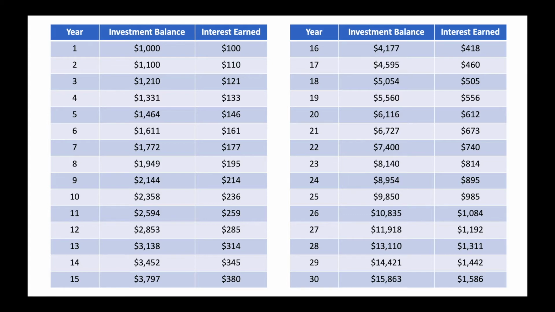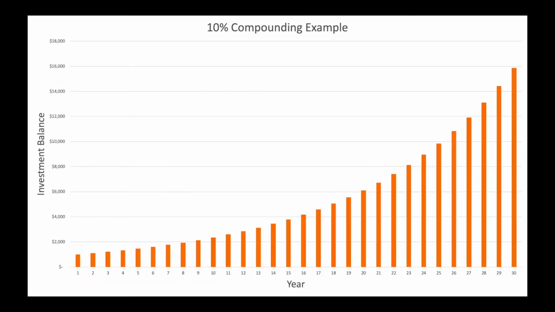So to see a visual representation of this data, we can look here. This graph shows the investment balance that we have based off of the year. So you can see at the beginning we have our initial balance of $1,000, and then it slowly increases and then increases faster and faster and faster until we get to year 30, where we have a balance of almost $16,000. Clearly, the path between year 1 and year 30 is not linear. It's actually exponential, and it grows faster and faster each year.